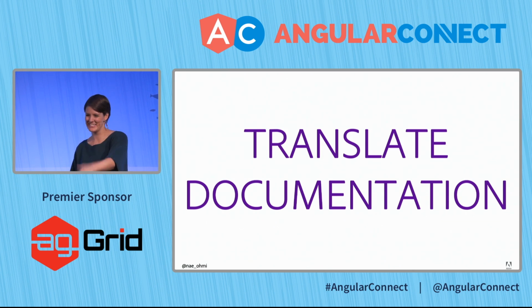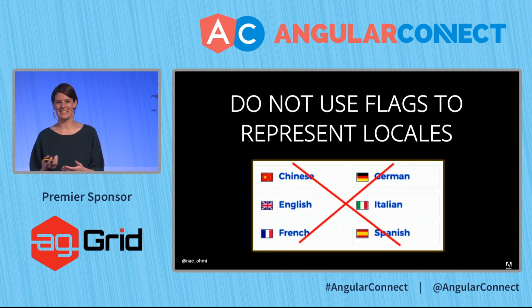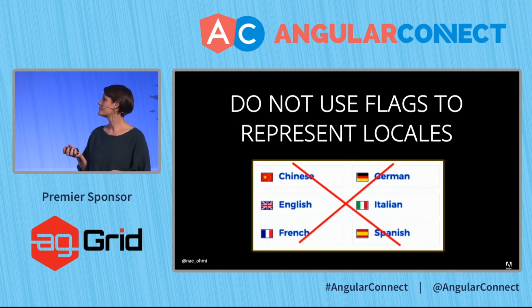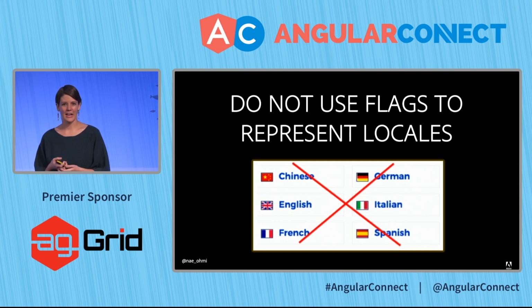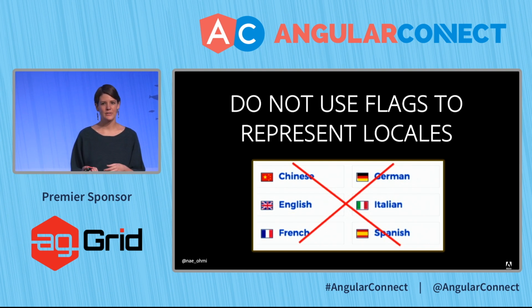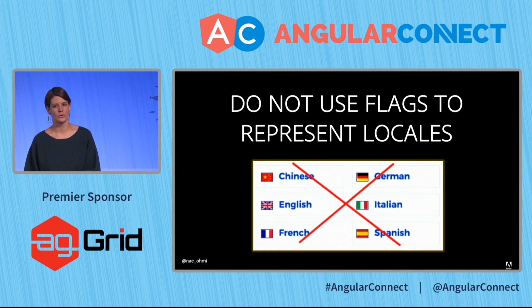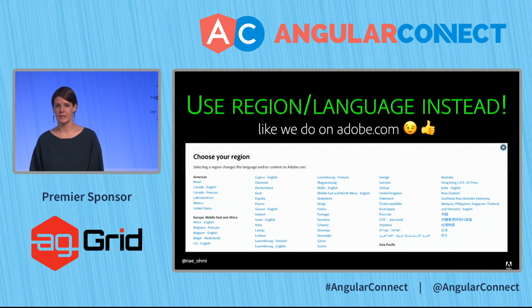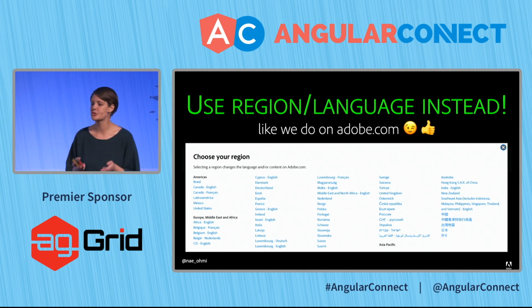So documentation is key. The next step is, this is an example of a locale switcher that has flags to represent locales. And many languages are spoken in many countries around the world. And many countries speak multiple languages. So instead of using a flag to represent a locale, you can use the region or language, like we do on adobe.com.